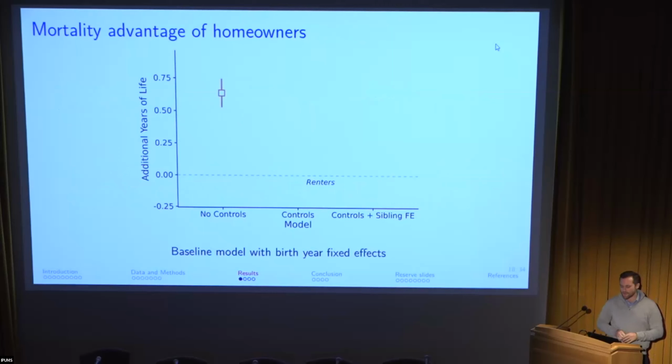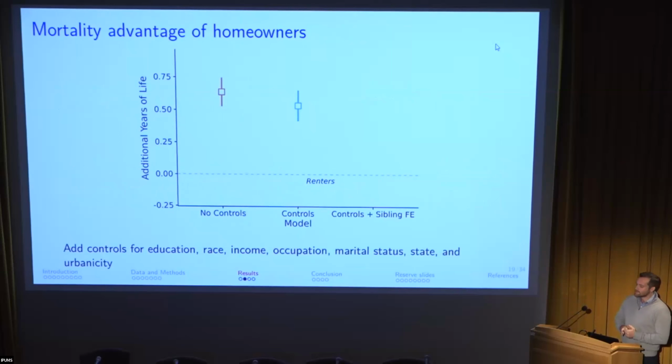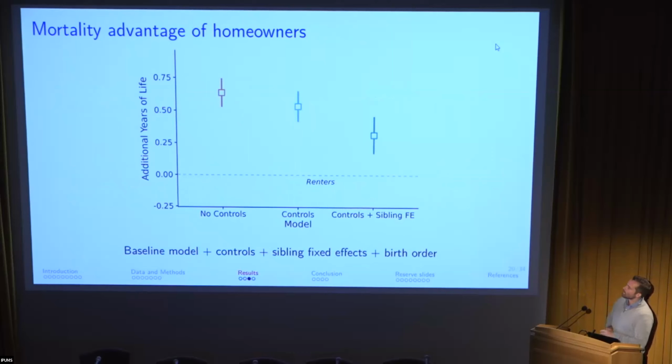Again, here we see that in our model with no controls, homeowners live about 7 or 8 months longer than their renter counterparts. Once we add in controls for education, income, occupation, marital status, state, and urbanicity, we see this association becomes slightly attenuated, down to about exactly 6 months. And then finally, when we add in sibling fixed effects and controls for birth order, we see an effect of about 4 months. And so this is really the key finding of this study here.